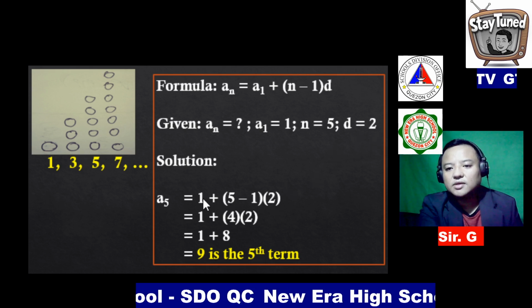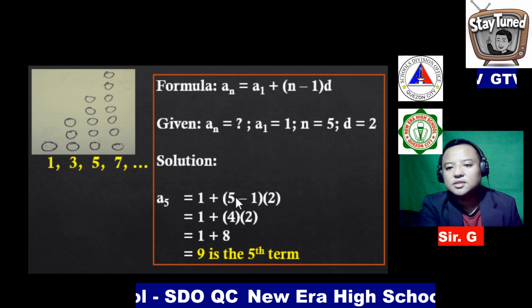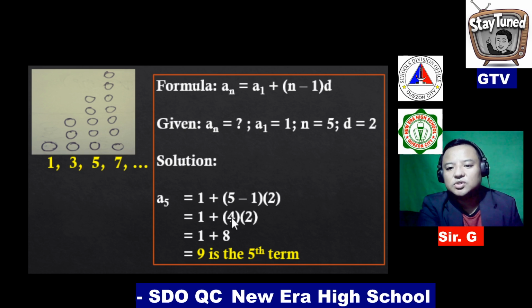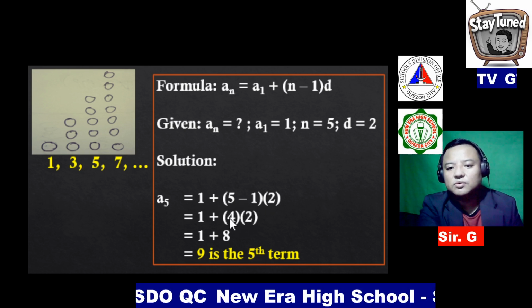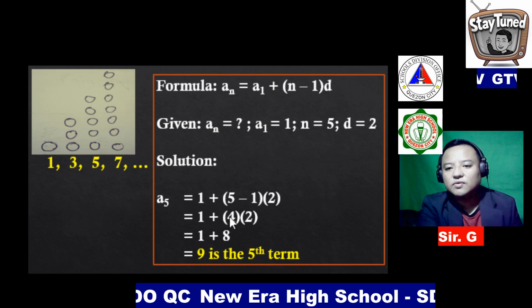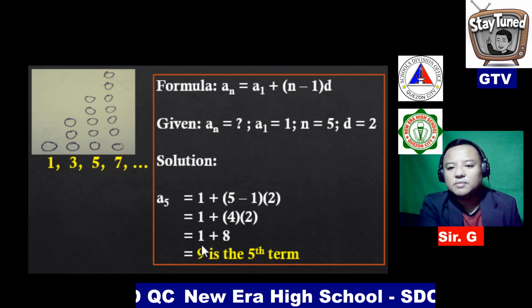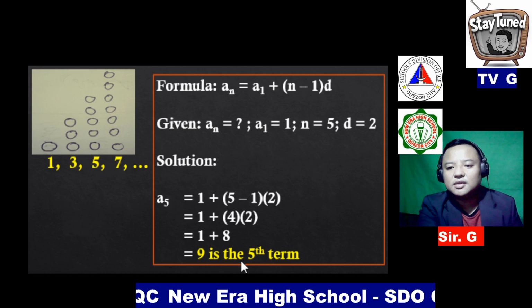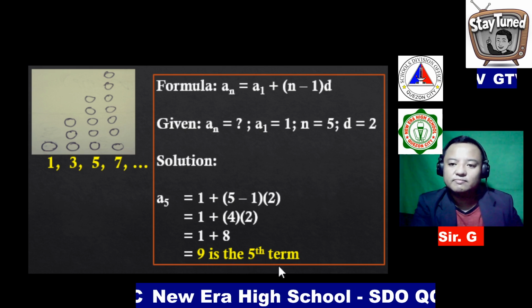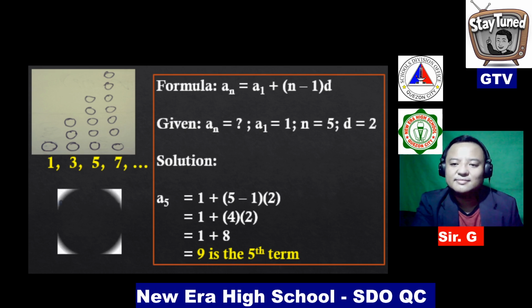Then let's simplify. So just bring down 1, then plus. Then we have 5 minus 1, which is 4. Then bring down 2. Then let's simplify again. So 4 times 2 is 8. Then plus 1 is 9. Therefore, 9 is our fifth term. Quite easy, right?